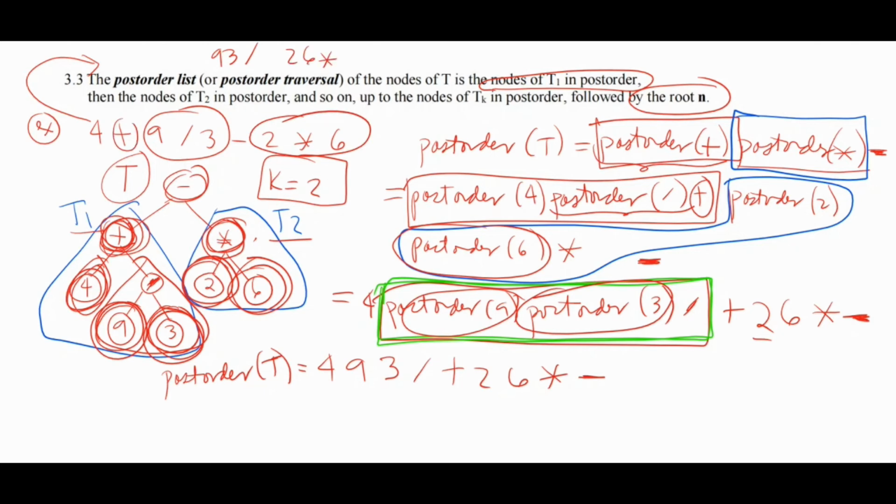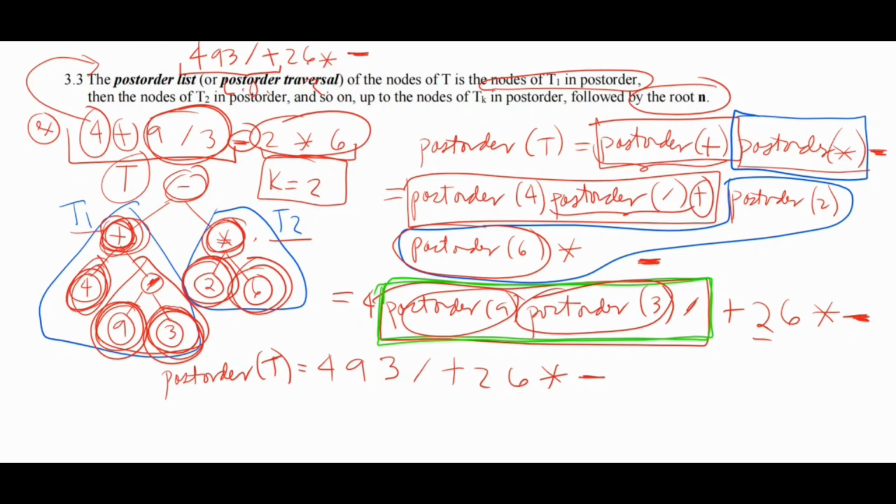And for addition, this is the left operand 4 and the right operand is 9 divided by 3. So 4 is the left operand, 9, 3 divide is the right operand, and the operator is plus. Next, for subtraction, the left operand is this whole sub-expression here. And 2 times 6 is the right operand of subtraction, which is this one here. So this is the left operand, this is the right operand, and the operator is minus.